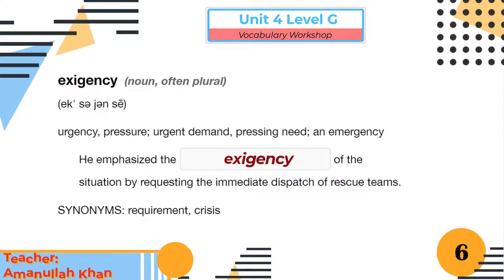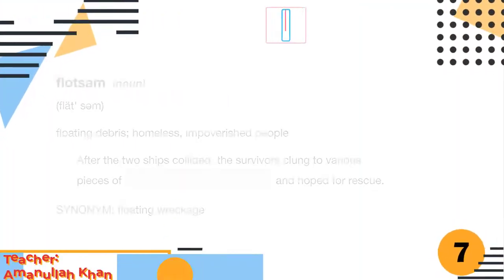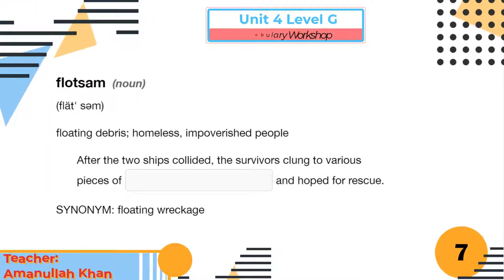Now you say exigency. Try the word again. Flotsam. Flotsam is a noun, meaning floating debris. Here are a few ways in which flotsam can be used. The environmental activist lobbied to reduce the amount of flotsam in the ocean. The shipwreck had littered the ocean with flotsam.